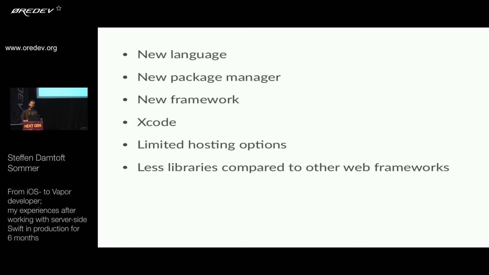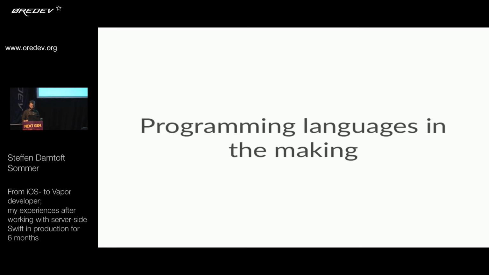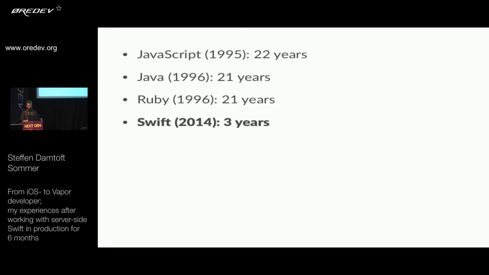But let's try and compare this to other languages and other web frameworks. I did some quick research, and if we look at programming languages, I took some of the most popular ones. We have JavaScript, Java, Ruby, and Swift. JavaScript has been around for 22 years, and Swift has been around for 3 years.